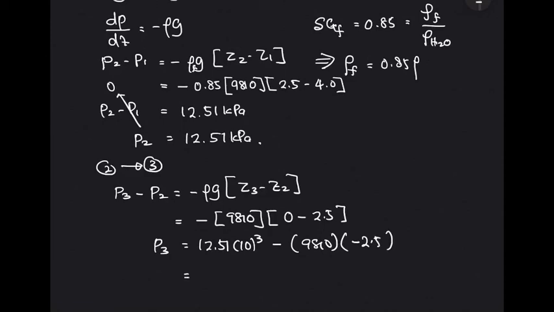Okay, so P3 is equal to, all right, how much is that? 9810 times 2.5, and then plus another 12.51 times 10 to the power of 3. So you have that P3 is equal to 37 kilopascal. That's our P3. All right, so it's logical, because point 3 is below point 1. You remember that every time when you're going down, the pressure must increase. At the top, the value of pressure is equal to zero, and when it's going down, the pressure increases to 37 kilopascal.